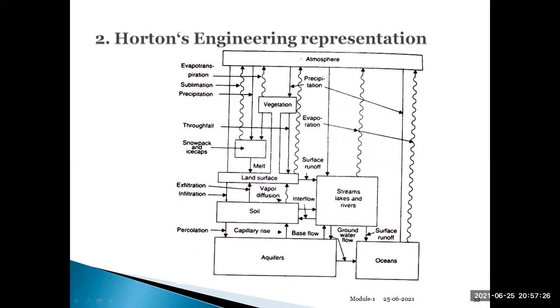Okay, so the second representation is Horton's engineering representation. This is also quite a simple representation of the hydrological cycle. If you see, this is the ocean. From the ocean, the evaporation occurs. This represents evaporation. From the evaporation, it reaches the atmosphere. From the atmosphere, the precipitation occurs.